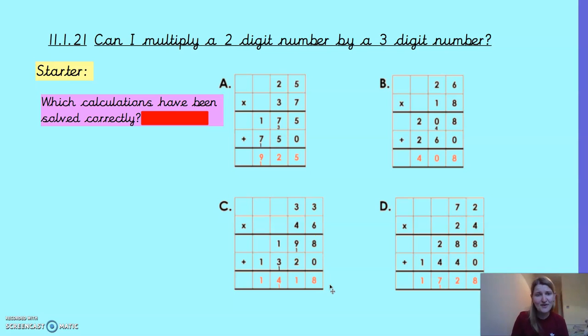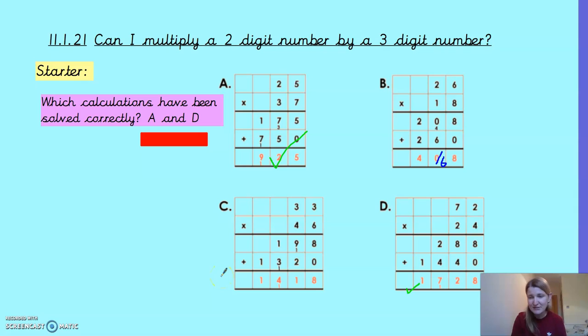Right, hopefully you've had a go. I can reveal that A and D are correct. Those are correct answers there. Whereas if we look at B and C, when I looked, I could see that the multiplication step, so 8 times 26 and 10 times 26, had both been done correctly. However, when I looked at the addition, we've got an addition that hasn't been done correctly here. 0 and 6 is 6, not 0, so it should be 468.